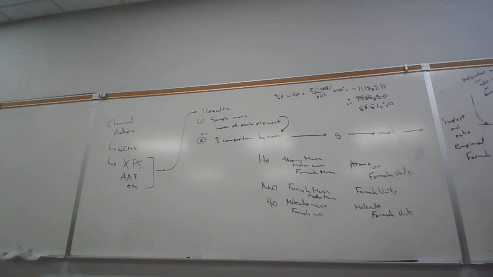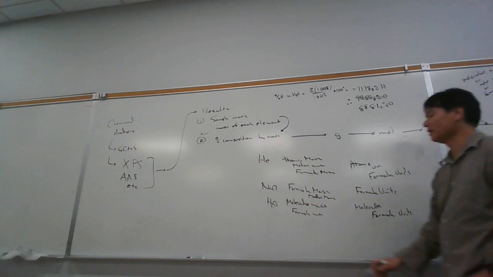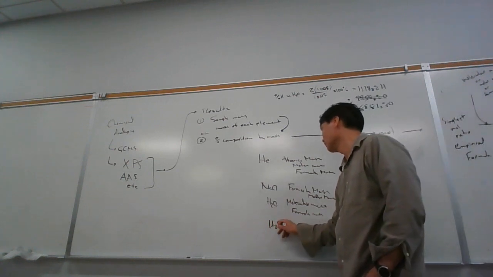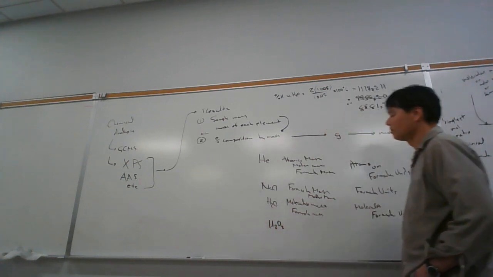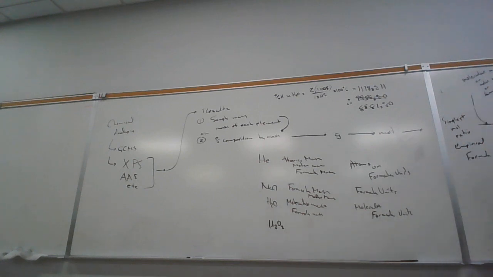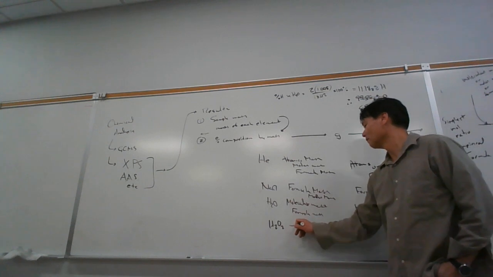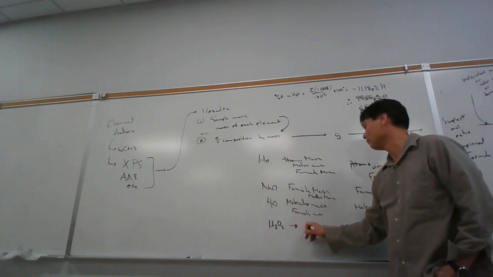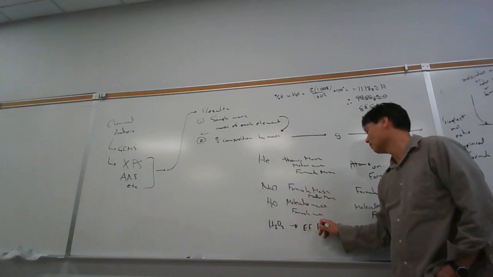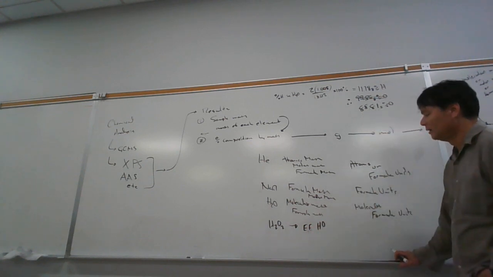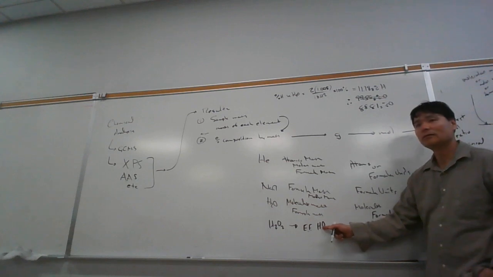So the way we figure it out is we weigh the molecule. So if I had hydrogen peroxide, H2O2, that's not the empirical formula. What is the empirical formula of H2O2? Yeah. And so the empirical formula, EF, is HO. How much does an HO weigh? HO weighs about 17.